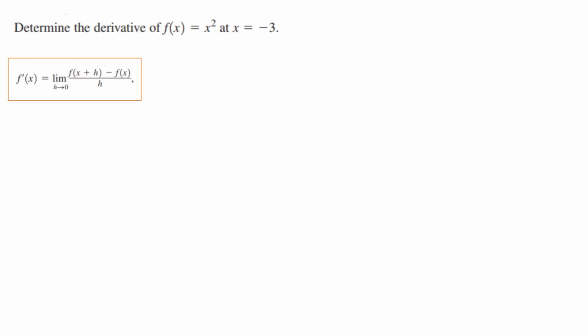Here is an example question to show you how limits and derivatives are the same. We're going to determine the derivative of f(x) equals x squared at x equals -3, using the formula they gave us in the box. So I'm going to plug in -3 into my x's. I'm going to say f prime of -3 equals the limit as h approaches 0 of f(-3 plus h) minus f(-3), all over h.